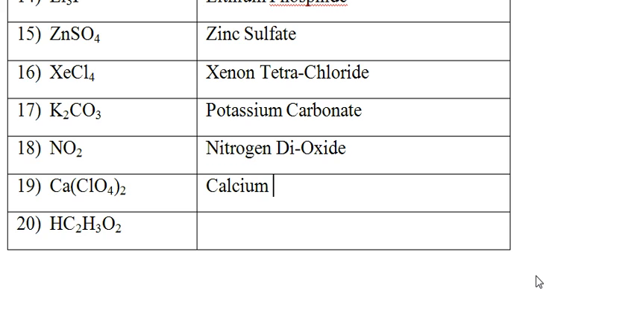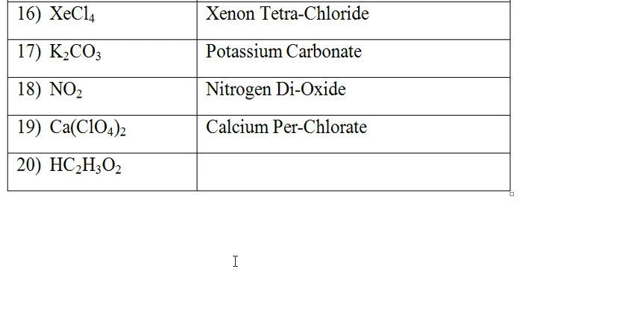We have calcium, and then the ClO4 is a polyatomic, except we've added what? That's right, 1 extra oxygen. So it's not chlorate, but it's perchlorate. And then the last example here is an acid, because we start with a hydrogen, and we have an oxygen, so we're not going to use the hydro. So the polyatomic in this case is acetate, so we're going to call this acetic acid, also known as vinegar.